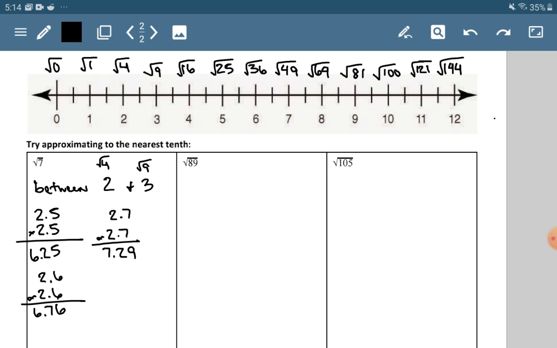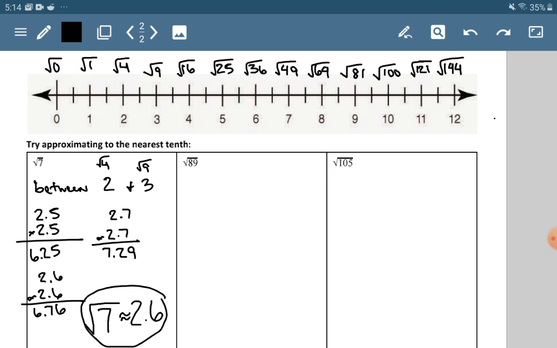So when I'm trying to figure out the square root of 7, I can say it's approximately or about, and I'm going to use a wavy equal sign. That wavy equal sign means about. It's not exact. It's about 2.6.